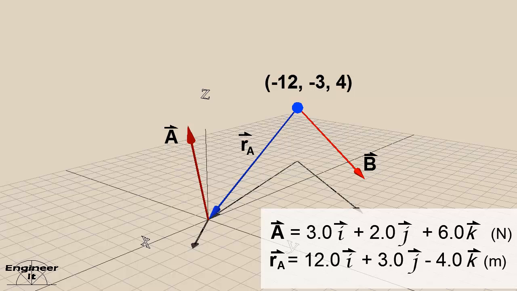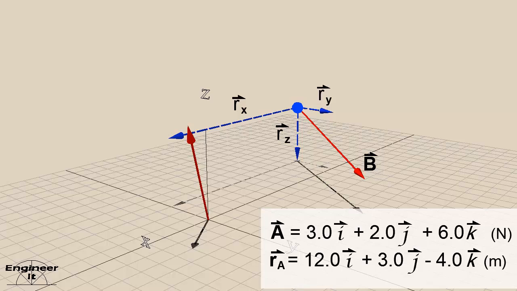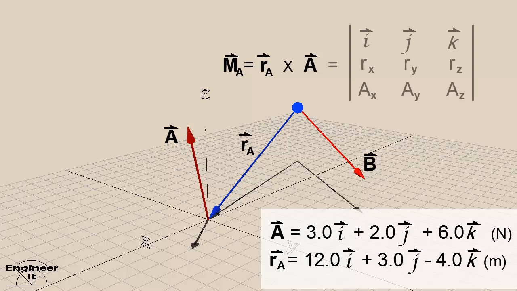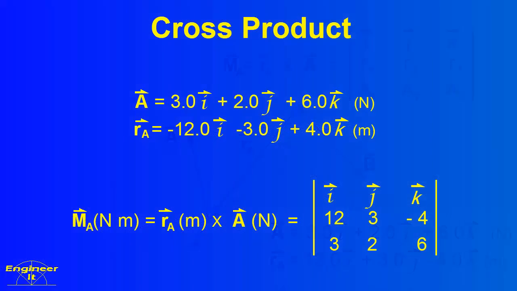Finding the components of vector r requires information about the geometry of the problem. The cross product may be used to solve for the moment of vector A. Take the two vectors and replace the variables with numbers. Notice the units for the cross product results in Newton meters, which is the correct units for the moment.